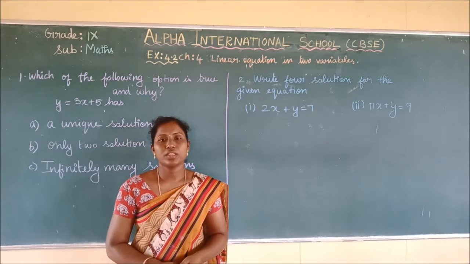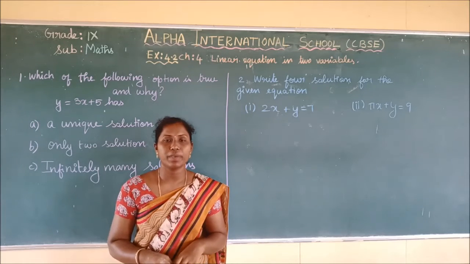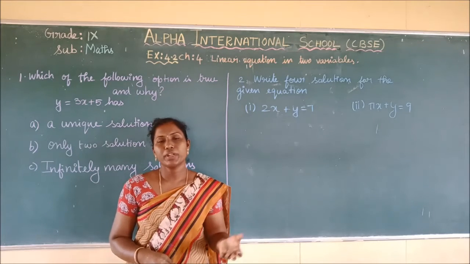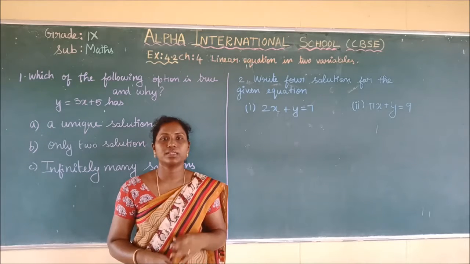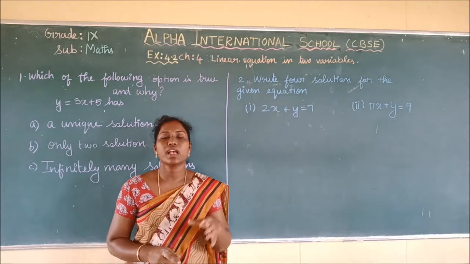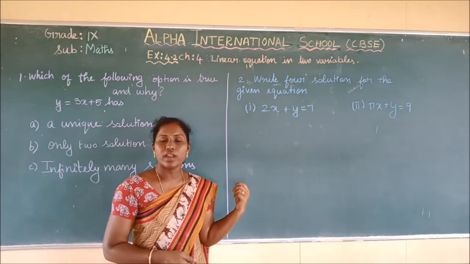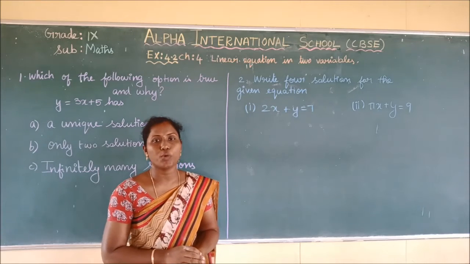Now we are going to solve the problems in exercise 4.2. In this exercise we are having the problems based on the properties of linear equations in two variables. What we know is that the linear equation graph is a straight line and it has infinitely many solutions. Based on this concept only, we are having the problems in exercise 4.2.